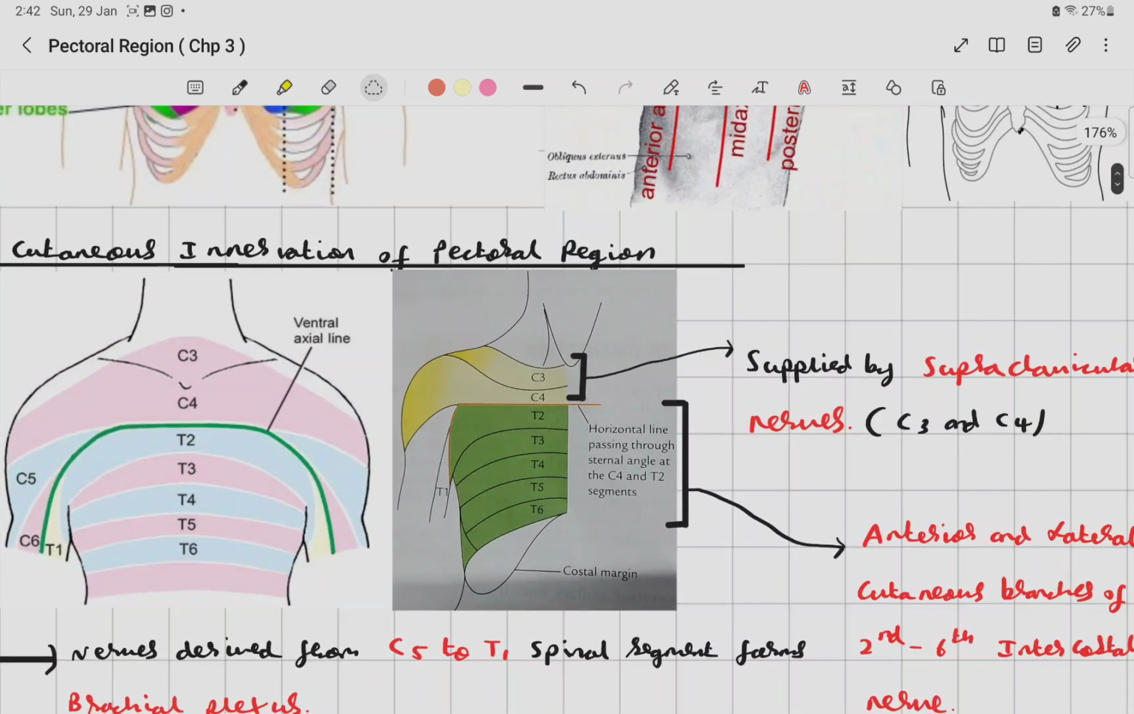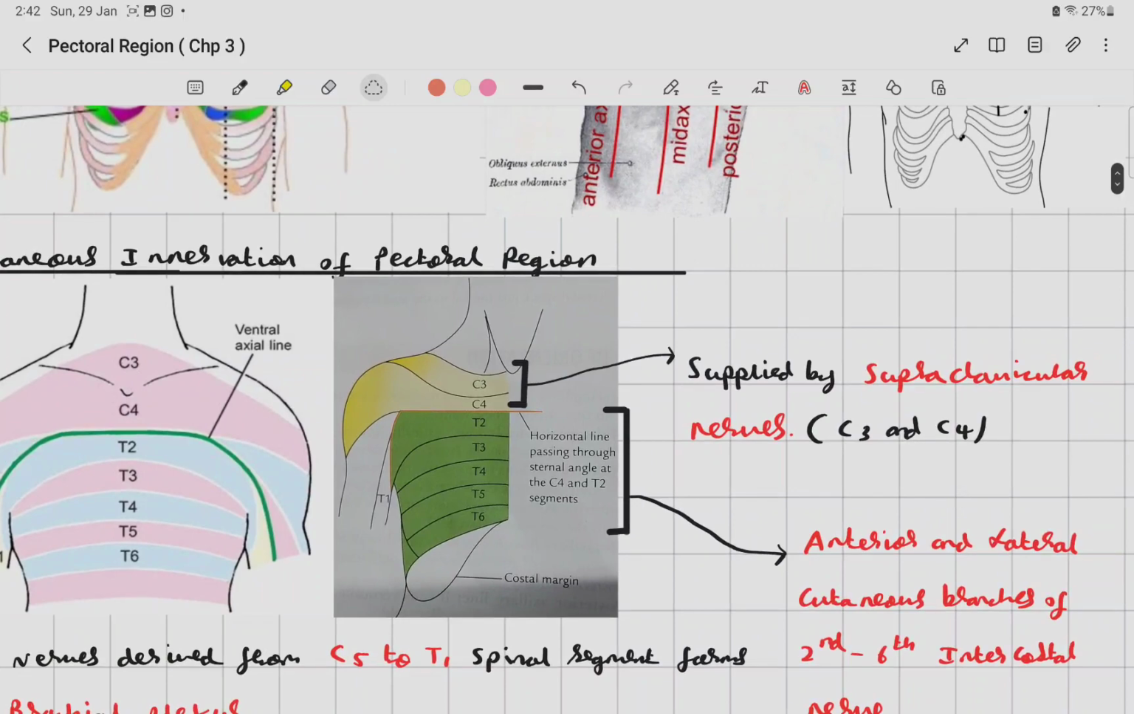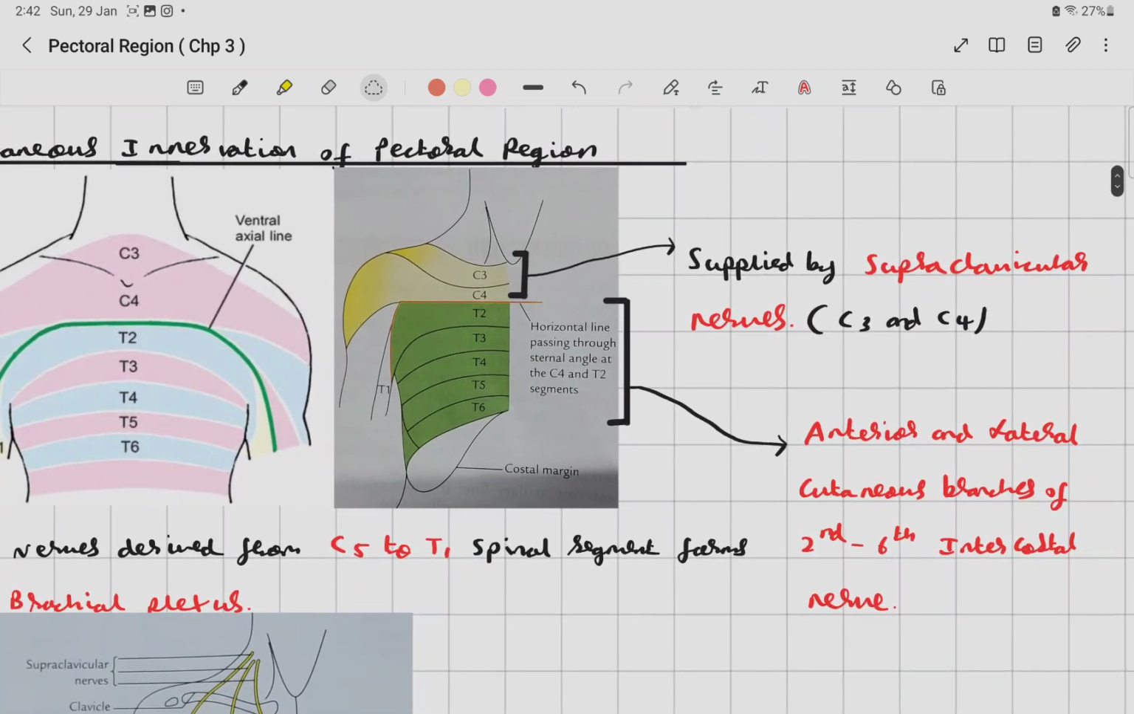The area above this horizontal line is supplied by the supraclavicular nerves, that is the area C3 and C4. The shaded areas below the horizontal line are supplied by the anterior and the lateral cutaneous branches of the second to sixth intercostal nerves. So they supply the segment below this horizontal line, which is present at the junction of C4 and T2 segments.